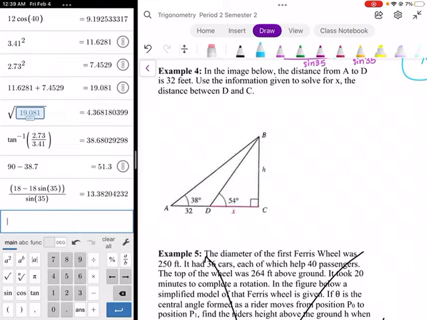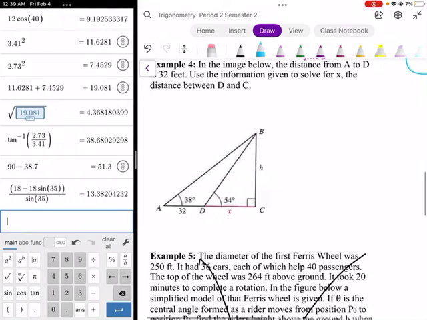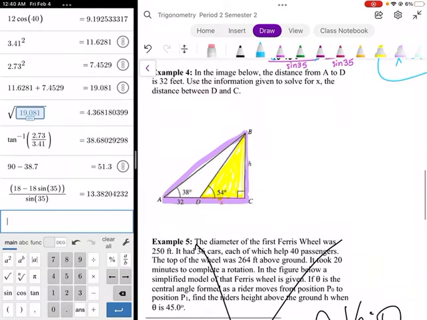So in the image below, the distance from A to D is 32 feet, and they want us to use this information to solve for x, which is the distance between D and C. So for this one, we do have two right triangles. We have this one that I'm highlighting in yellow, and then we have this right triangle on the outside. That includes all of the side lengths. So we're going to start by setting up equations and seeing what we can do from there.